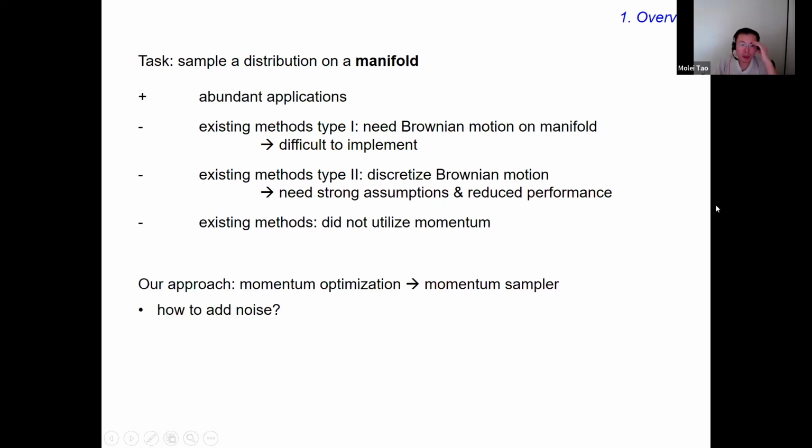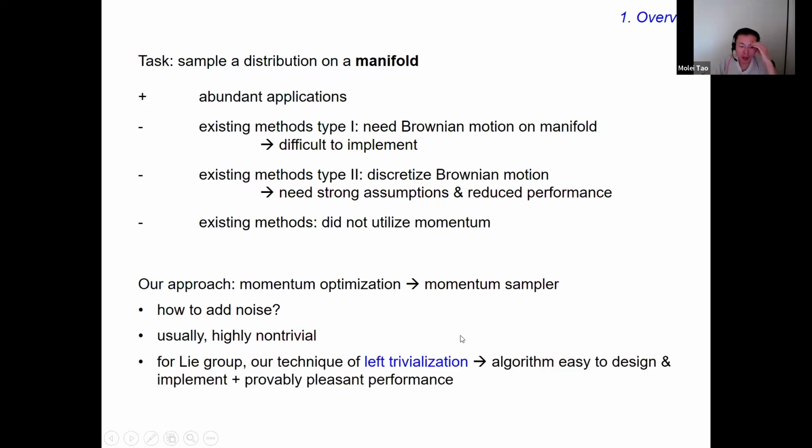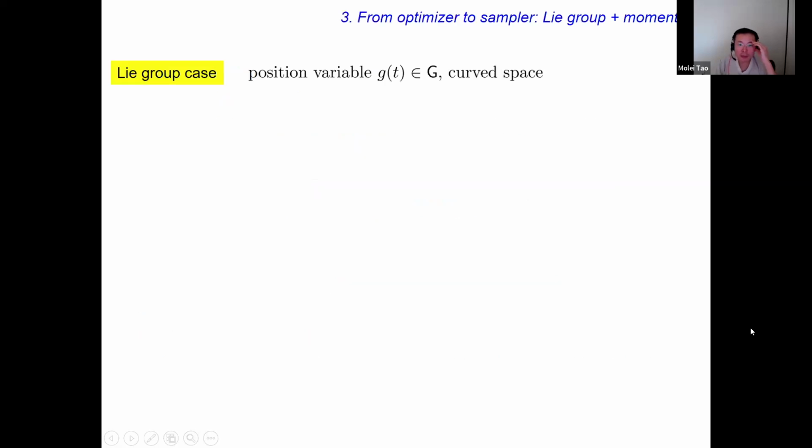So that's why we will take our momentum optimization method and turn that into a momentum sampler. We will add noise to make this generalization. The question is how to add noise. Usually this is very non-trivial, but for Lie group, we have this technique of left trivialization, which allows us to get an algorithm that is easy to design and implement, and also we can prove pleasant performance.